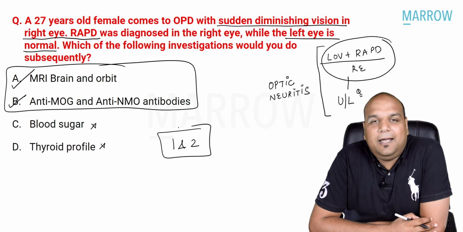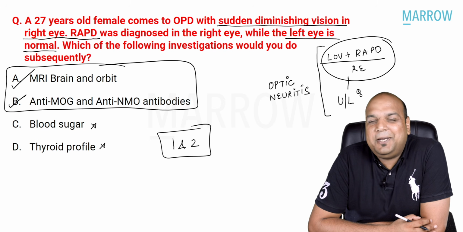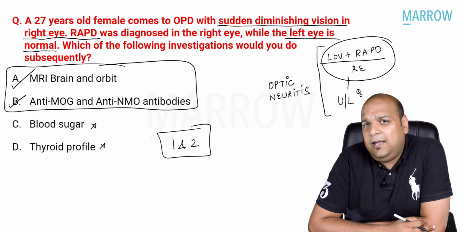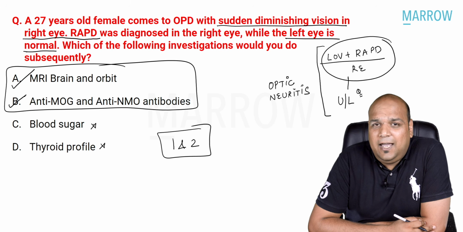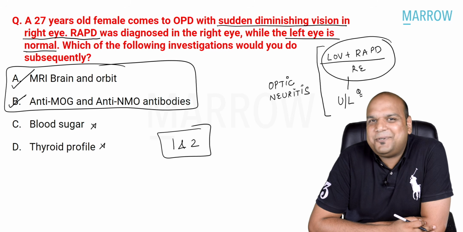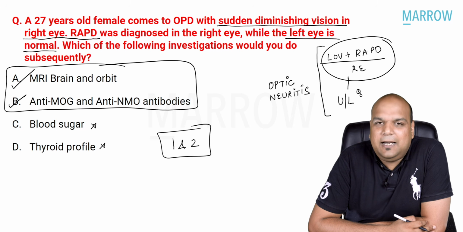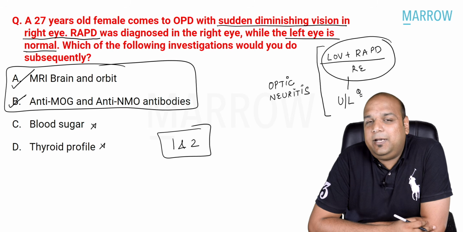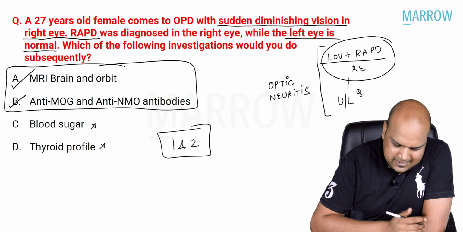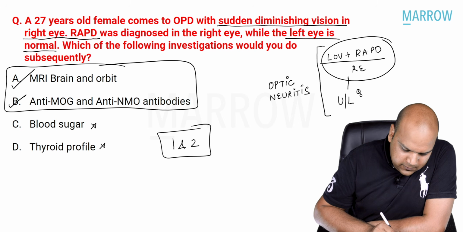Okay, everybody. And that is about our optic neuritis. We know a little, probably just a little bit more was needed. As far as I have got to know from you, dear students, all of you were able to solve this question. You were able to answer correctly MRI as well as anti-NMO and anti-MOG antibodies. Right, guys? Now, let us move on to the next question, everybody.